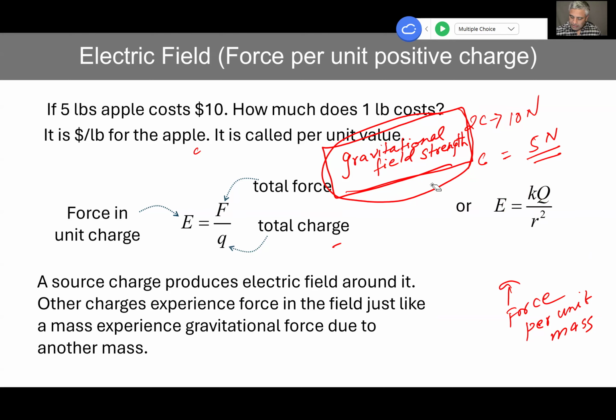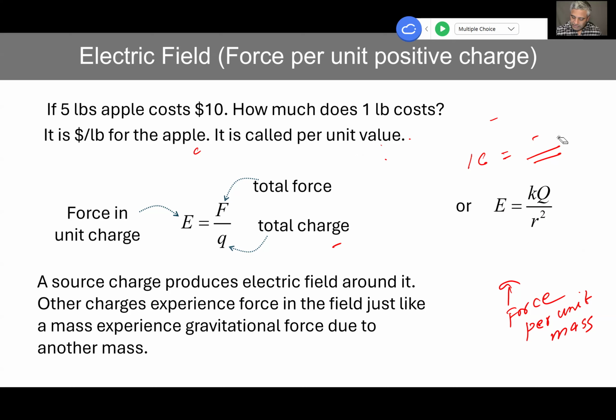Electric field is this. This is the formula we use to calculate the magnitude of the field.